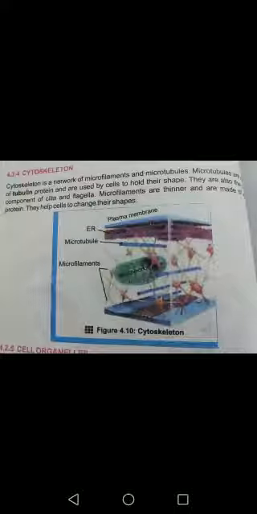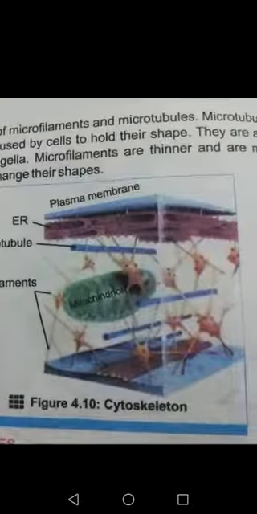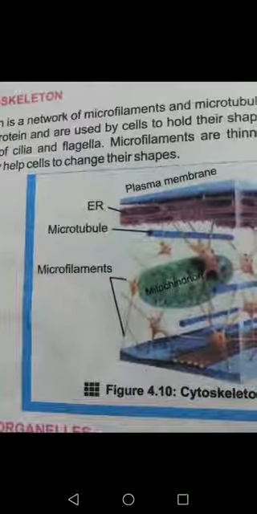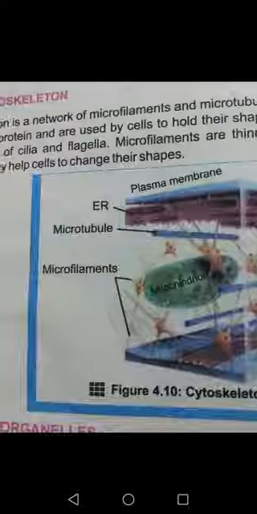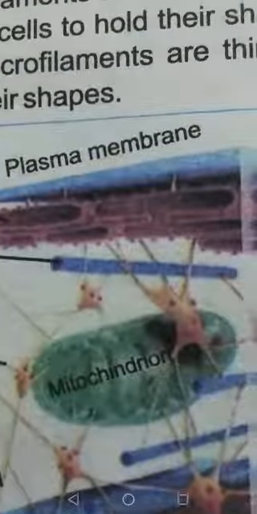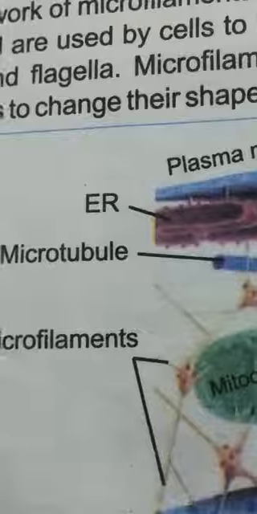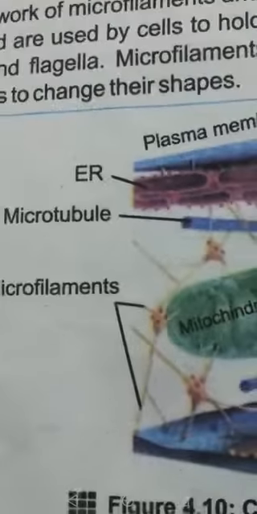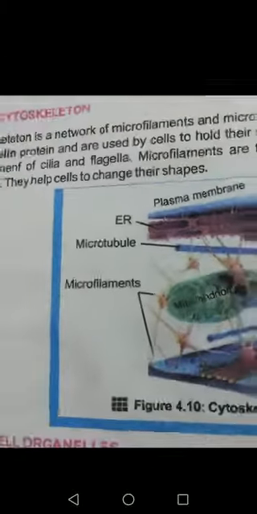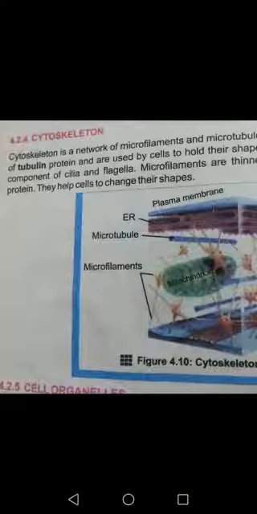It is made up of a network of microfilaments and microtubules. These are microfilaments and these are microtubules. These are long cylinder-like structures. These are tubules and these are microfilaments. Microfilaments and microtubules are basically proteins, made up of protein.